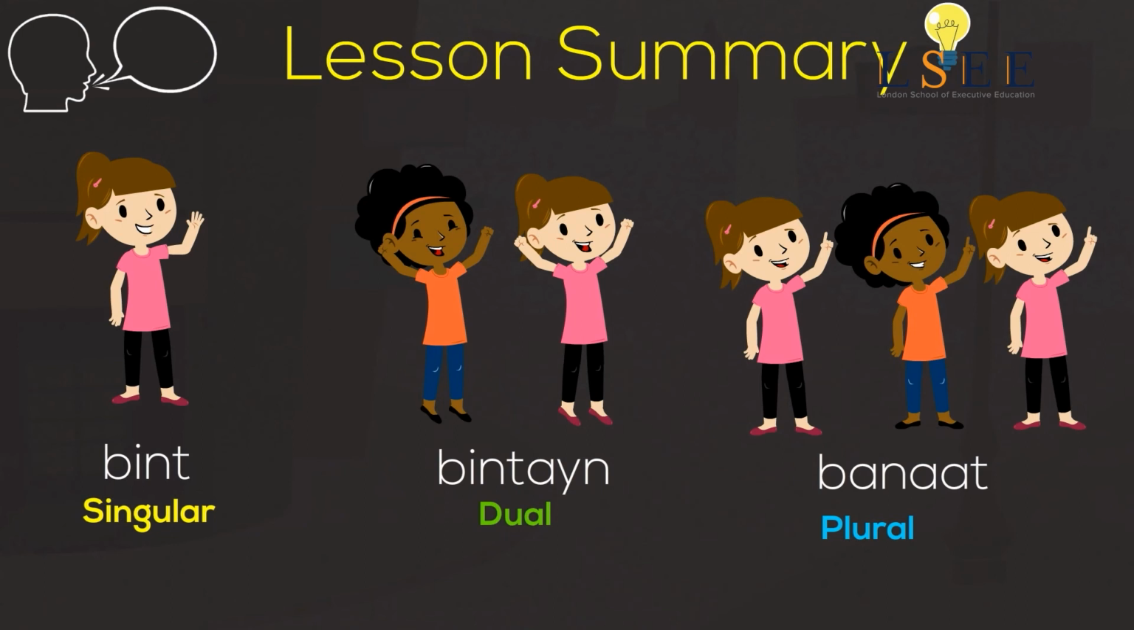Bint is a girl. Bint. 2 girls is bintain. Bintain. And 3 girls and above is banat. So bint, bintain, banat.